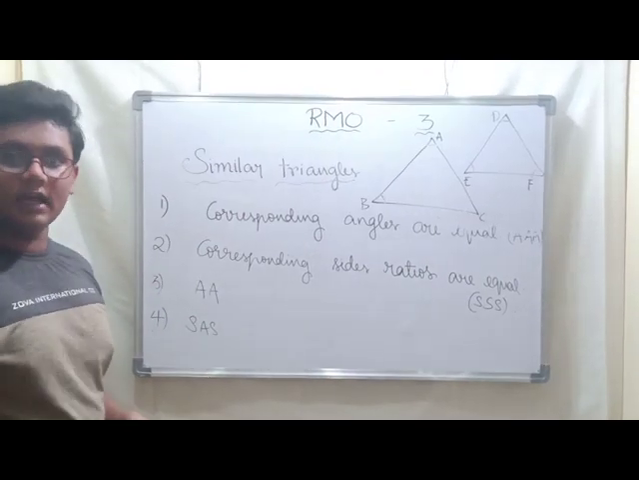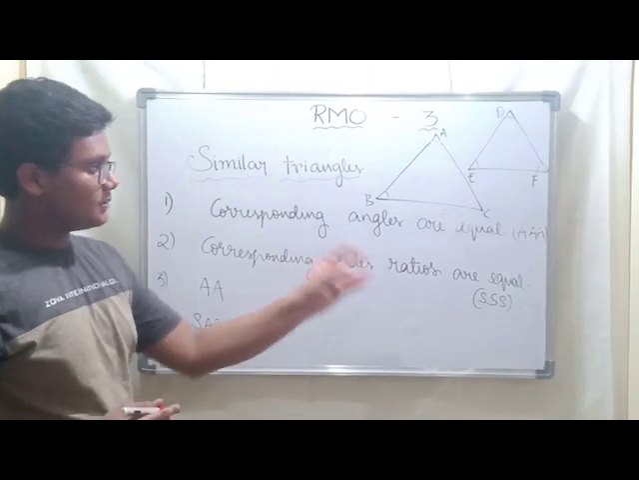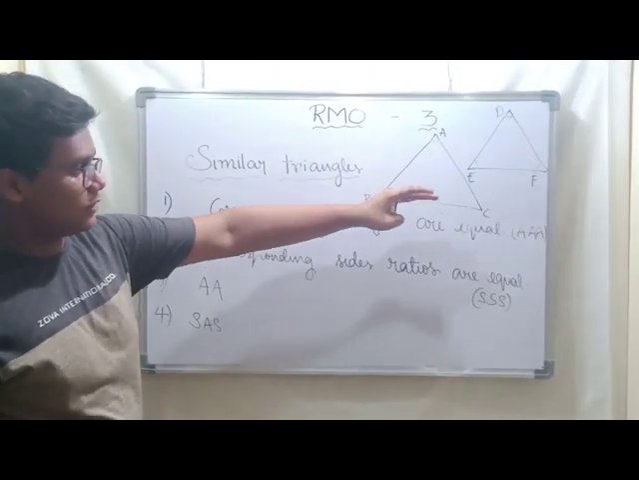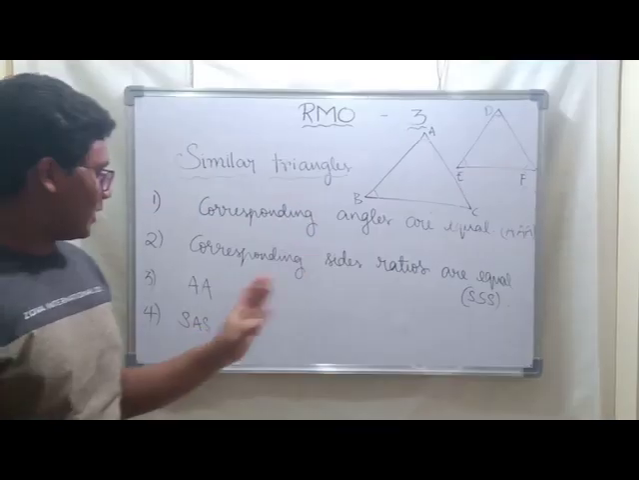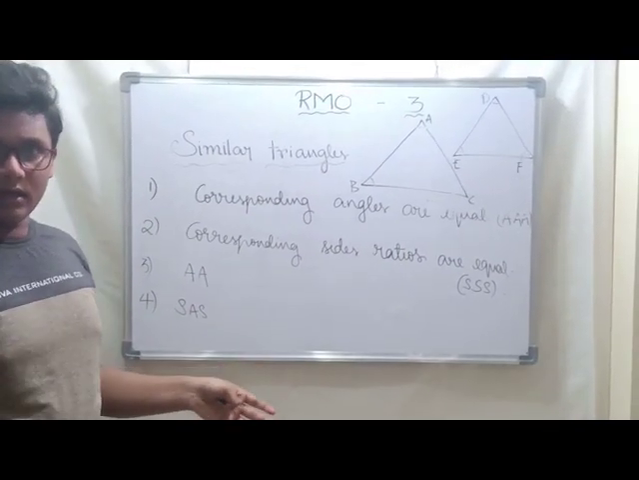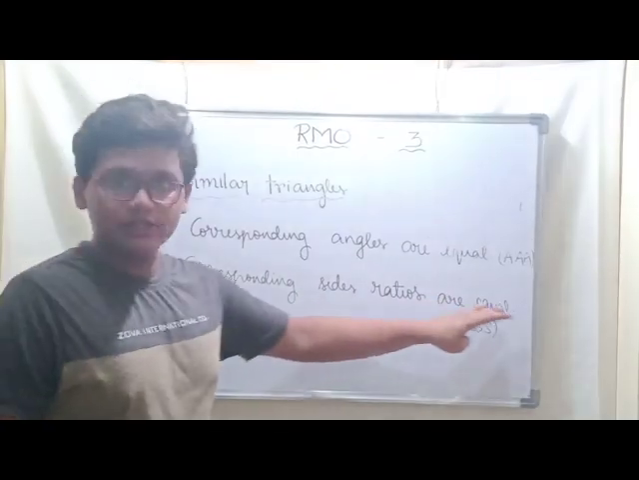And the last one, SAS similarity, sorry. In congruence of triangles I said SAS. Similarly, here the ratio of two sides should be equal and one angle should be equal. Now I will explain this one: corresponding sides ratios are equal.